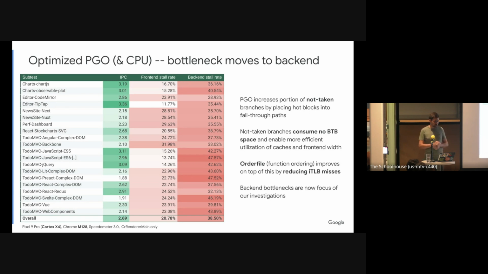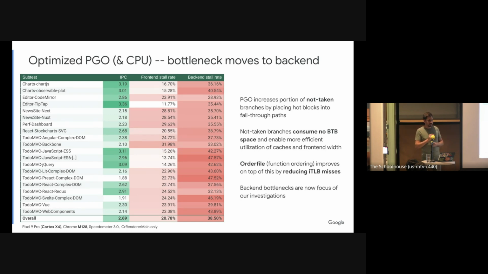The other thing that happened here is that we moved CPU generations. We moved from Cortex-X3 in Pixel 8 to Cortex-X4 in Pixel 9. That's a larger big core with a bigger front end that also contributes to this move to the back end. Order file also improves on this, but through a different mechanism. Order file helps us reduce TLB misses on the instruction side. And these backend stalls that are remaining now, those are really the thing that we want to look at next.